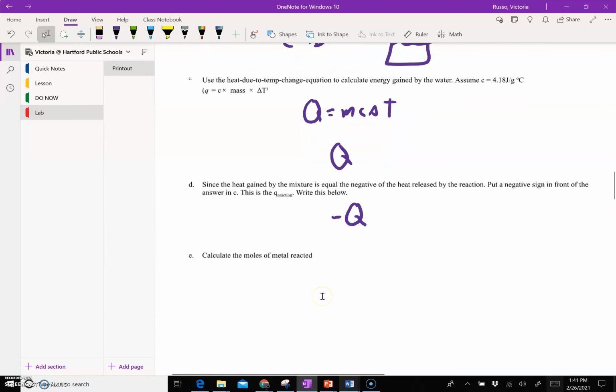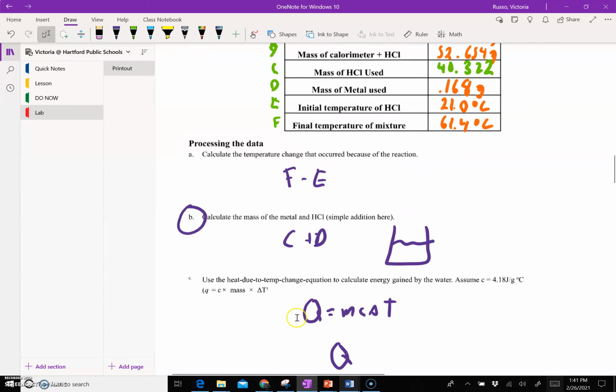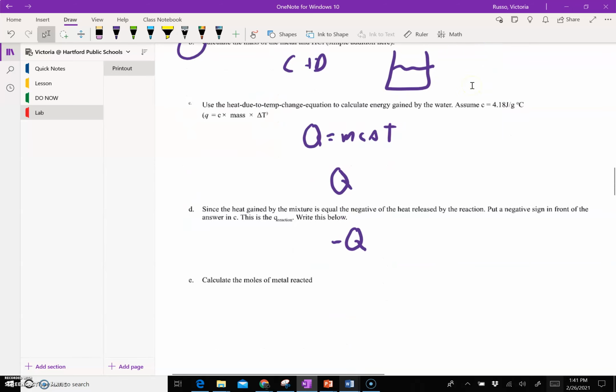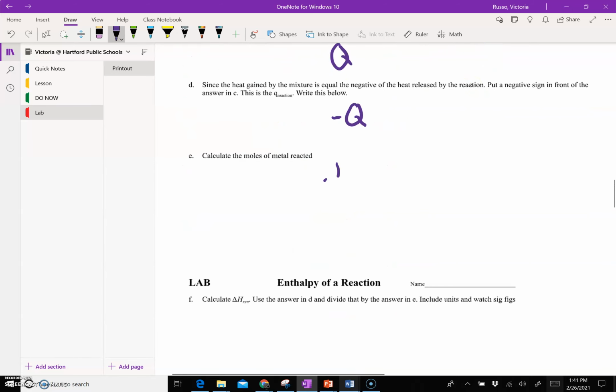In E, it says calculate the moles of the metal reacted. So you're going to take the mass of the metal, which was 0.168, and divide it by the molar mass of magnesium. And whatever that is, I'm going to call that letter M. Okay, I'm going to do the math with M.